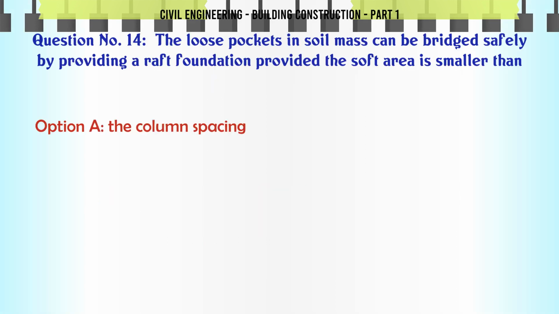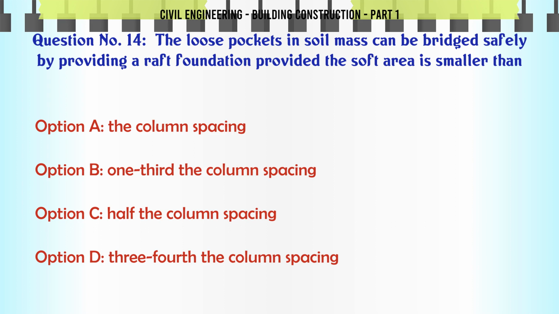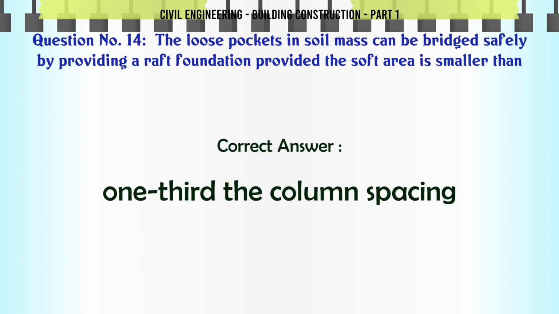The loose pockets in soil mass can be bridged safely by providing a raft foundation provided the soft area is smaller than A. The column spacing. B. 1/3 the column spacing. C. Half the column spacing. D. 3/4 the column spacing. The correct answer is 1/3 the column spacing.